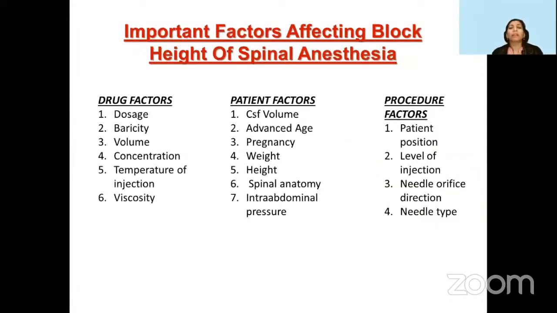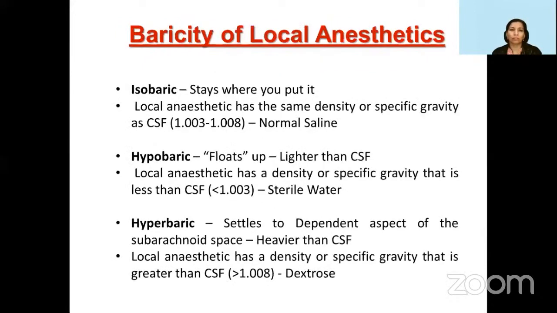So what are the important factors affecting the block height of spinal anesthesia? They can be drug factors, patient factors, and procedure factors. The dose of the local anesthetic and the baricity of the drug are the important drug factors, while advanced age, pregnancy, and intra-abdominal pressure in obese patients are the patient factors which determine the height. The position and the level of injection are the most important procedure factors affecting the height of spinal anesthesia.